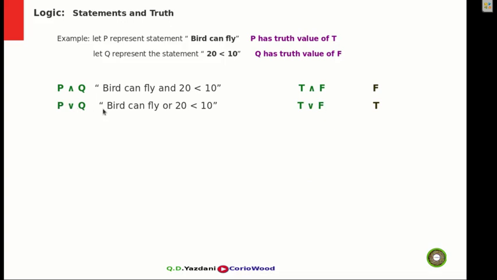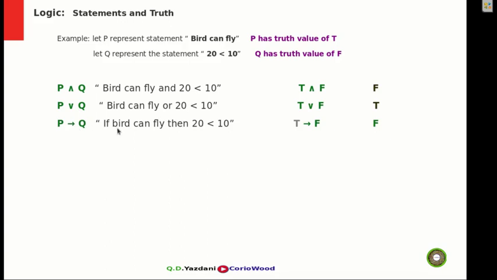P or Q: birds can fly, or 20 is less than 10. This behaves quite opposite to the and. True or false makes it true. So even if 99% is false and 1% is true, then it makes it true.